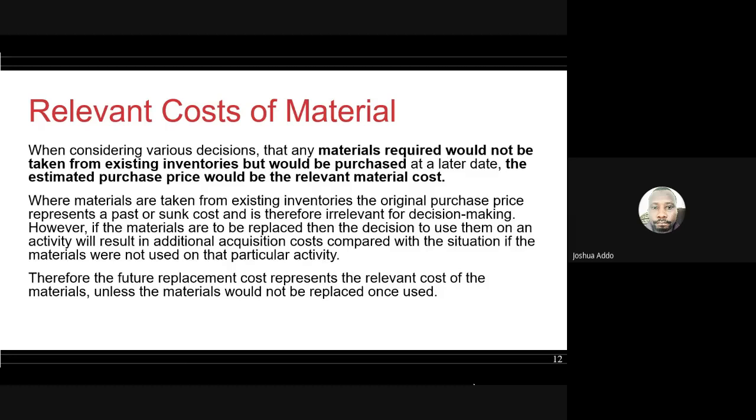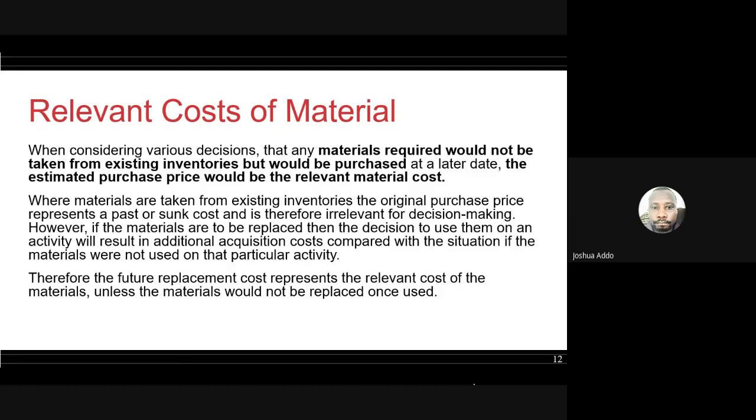If they do have an alternative use, then deciding to use them for the special contract is depriving us of using them for the alternative use. So there's some element of opportunity cost, which should be charged to the special contract because the special contract is going to deprive us. It's going to cause that opportunity cost. That is where it has alternative use.